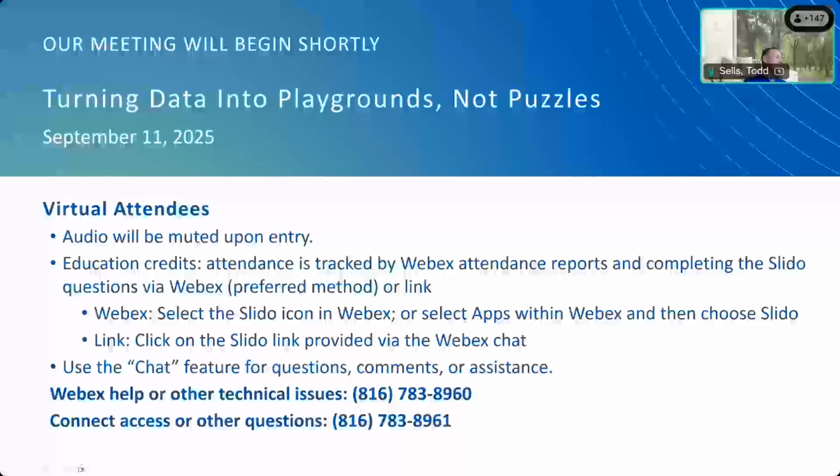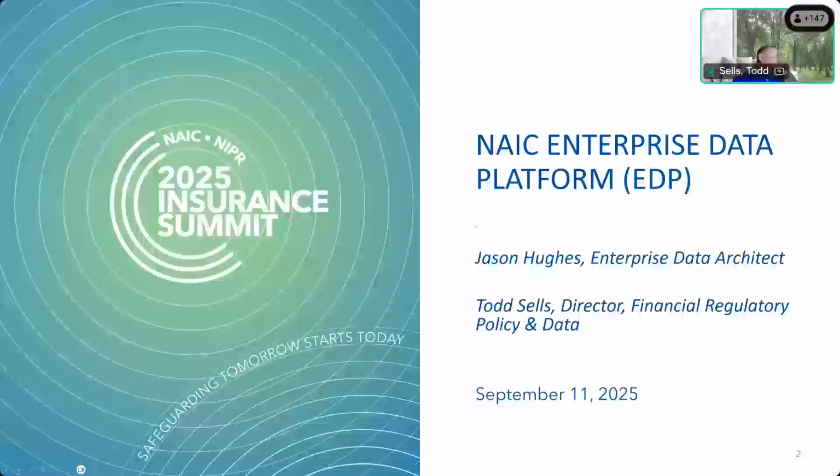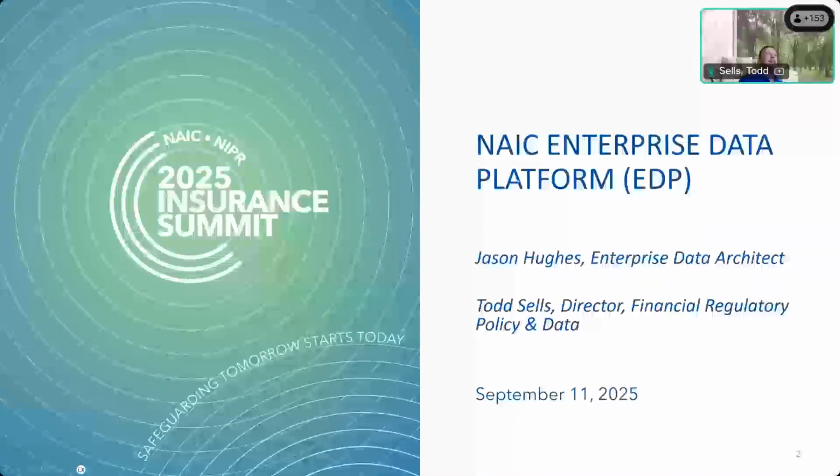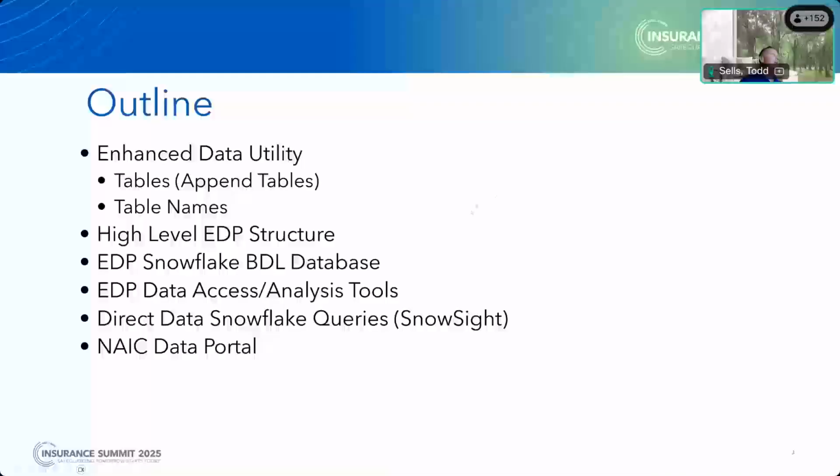Cool, thanks, Jason. All right, so this is about turning data into playgrounds, not puzzles. We're going to talk to you about all the work we've been doing and are continuing to do in the NAIC Enterprise Data Platform, the EDP. So, the outline: we'll talk about enhanced data utility, the things we're doing to make lives easier for people who work with our data tables. We'll talk about the append table structures and other things we've done to make those tables more useful to people, and also go over table naming on the financial side specifically.